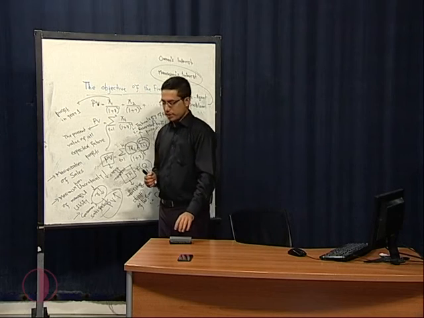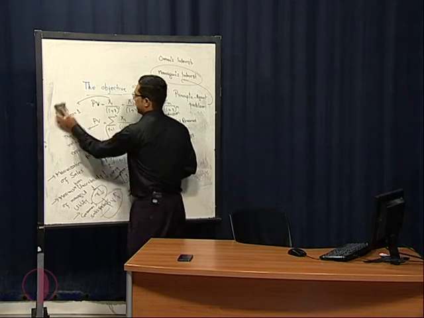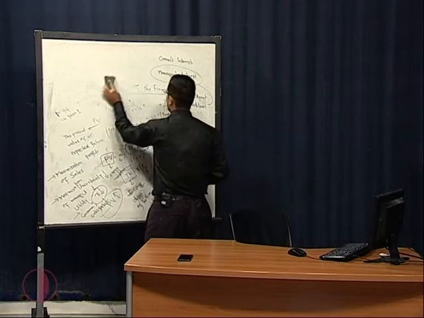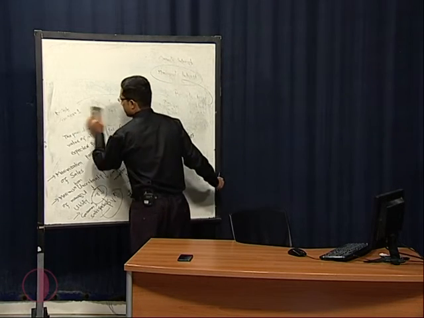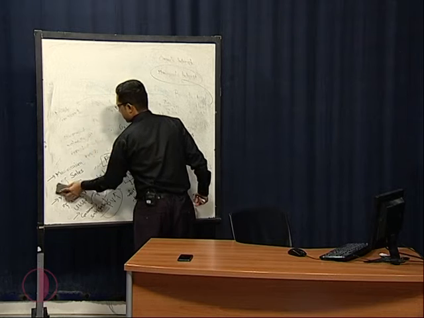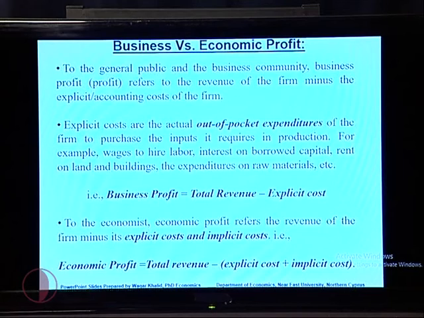Okay, business versus economic profit. This is the key concept in managerial economics. In this section, we will be focusing on the difference between the business profit and the economic profit. What is the difference between the two? What do we mean by the explicit cost? What do we mean by the implicit cost? And how are they important for decision making?